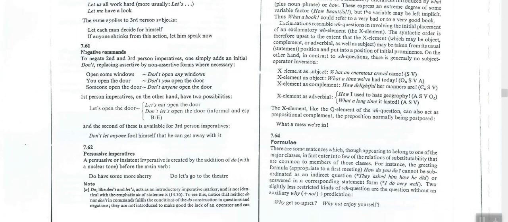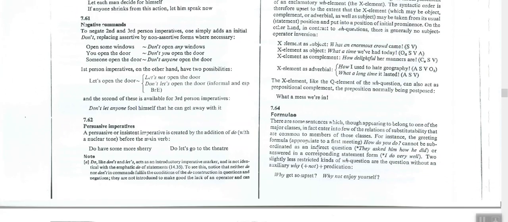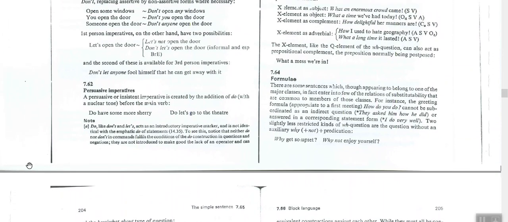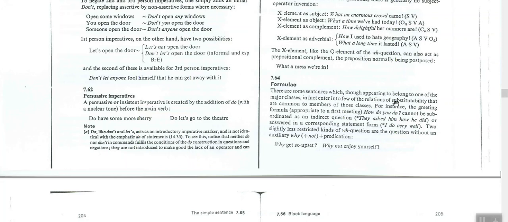This is about exclamation. Now we come to this section, formula. As if we are going to deal with something irregular, something exceptional in language. Till the end of this chapter we have two or three sections. There are some sentences which, though appearing to belong to one of the major classes, in fact enter into few of the relations of substitutability that are common to members of those classes. It will be clear here.